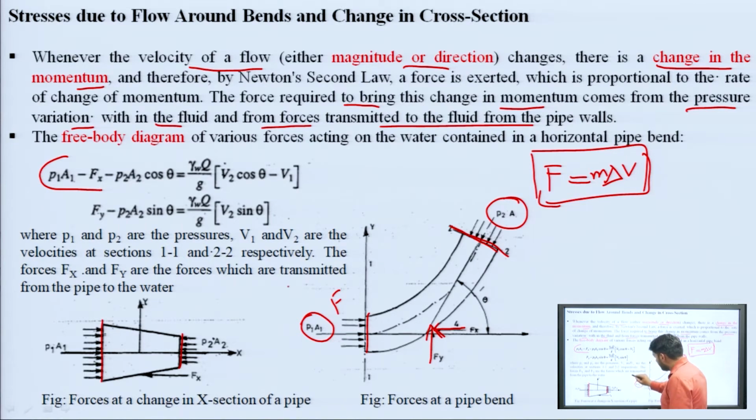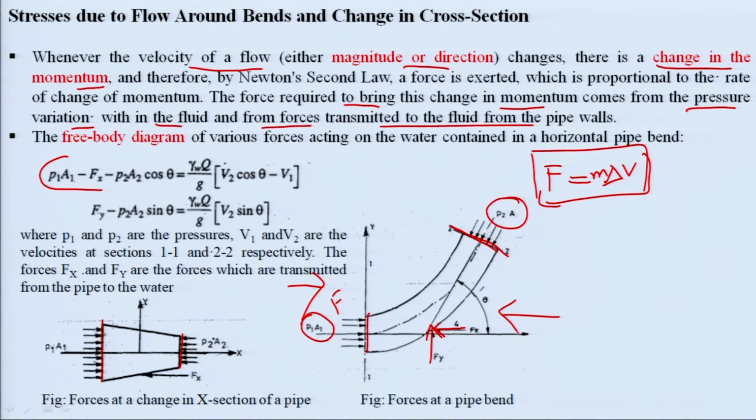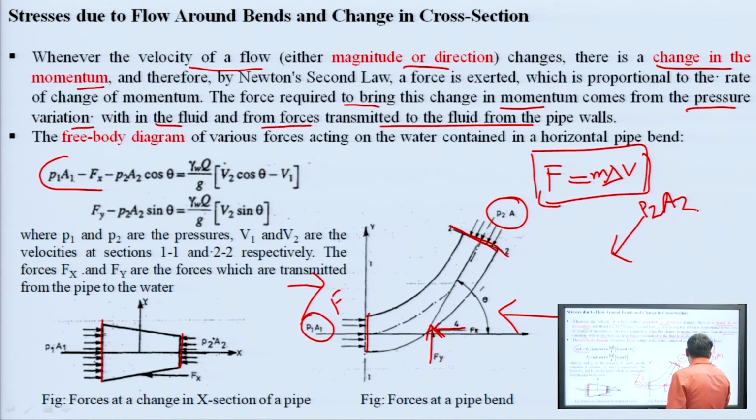There will be the force in x direction, that is P1 into A1. Fx comes into existence in the opposite direction, that is why minus Fx. Here the force P2 A2 acts in this direction. When we resolve it, this is theta, this is again theta, and that component is P2 A2 cos theta.